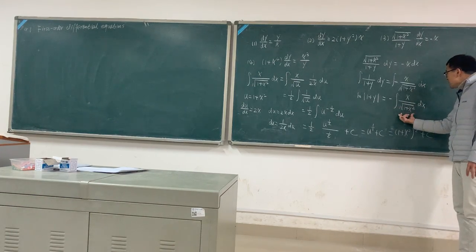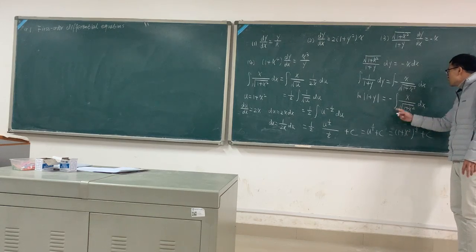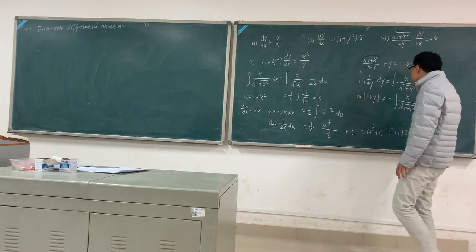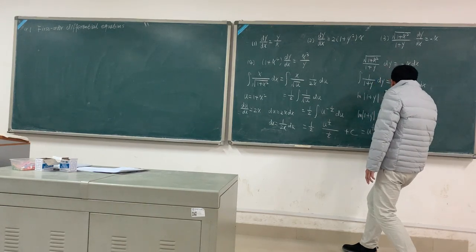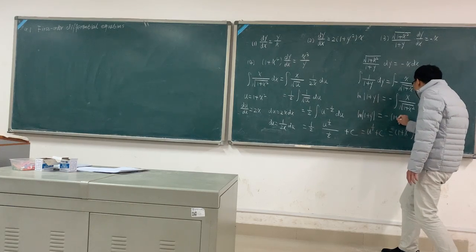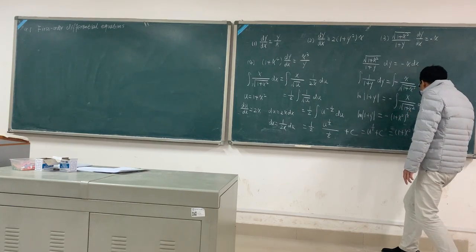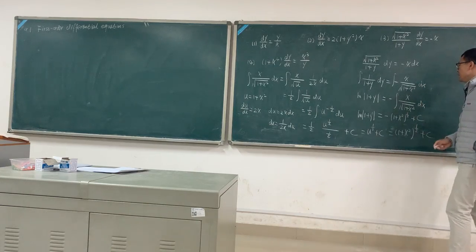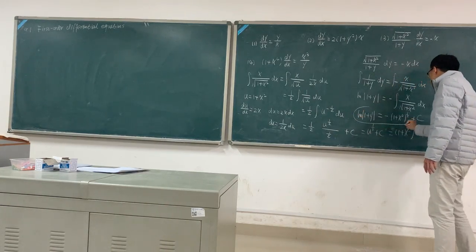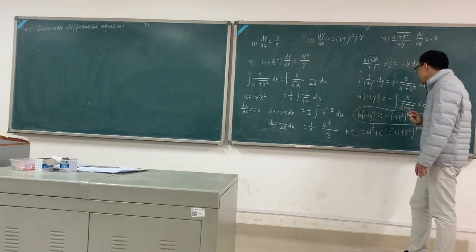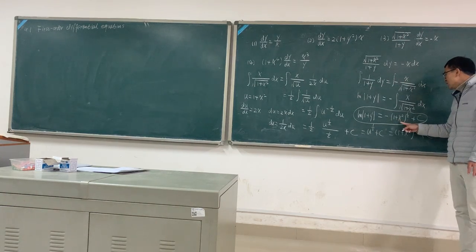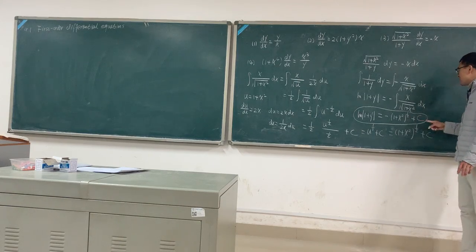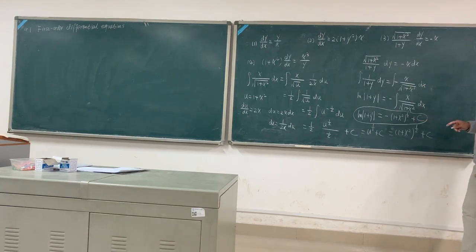So this antiderivative is here, and here we have the minus. So the result is ln of the absolute value of 1 plus y equals minus 1 plus x squared to the half power plus a constant C. So this is the result, okay? This is number 3.